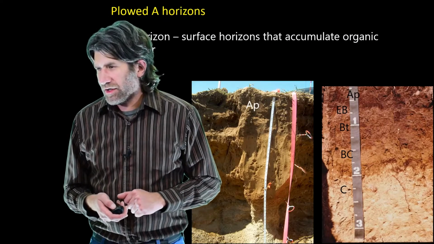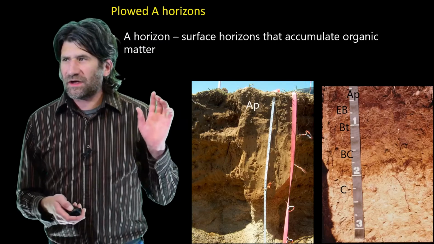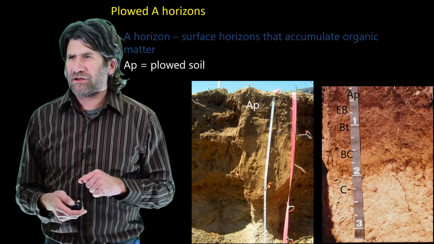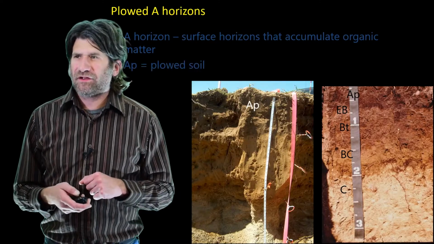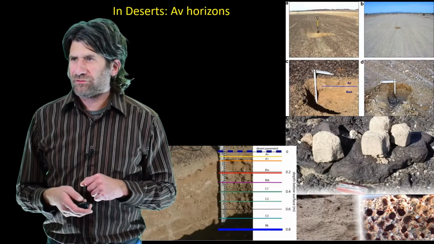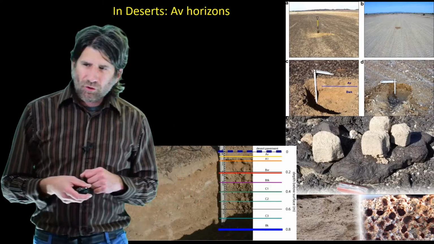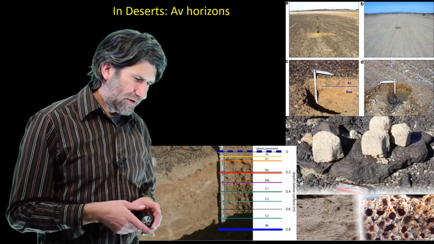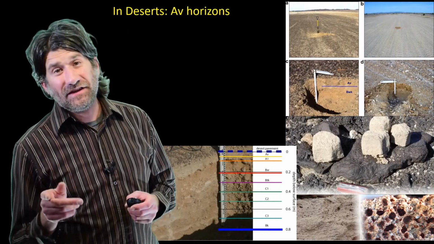Okay, so again, these A horizons where you have a little bit of accumulation of organic material, and AP horizons are plowed soils. Okay, one more really fun one. And this only applies to desert soils. We can have another horizon called an AV horizon.